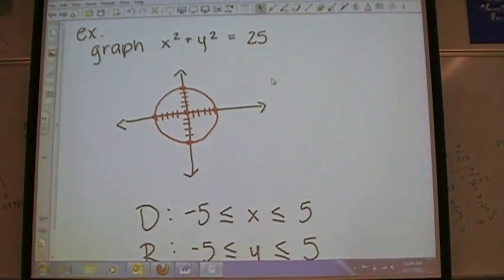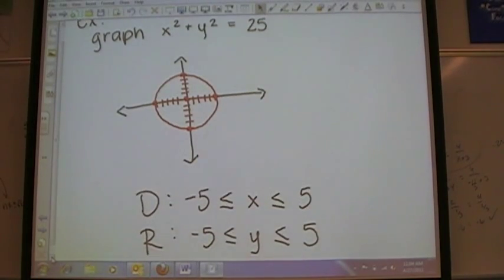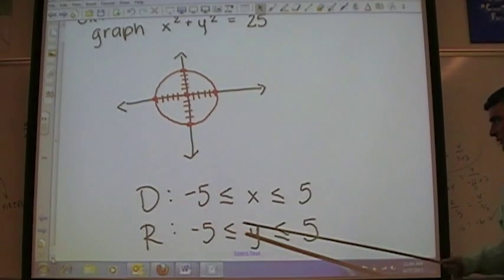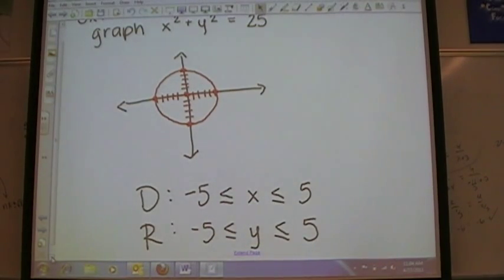And that's listed below. The domain is your x values, and it's everything in between -5 and 5, including -5 and 5. Same with the range. Y values are between -5 and 5. Easy enough for a circle. Alright?